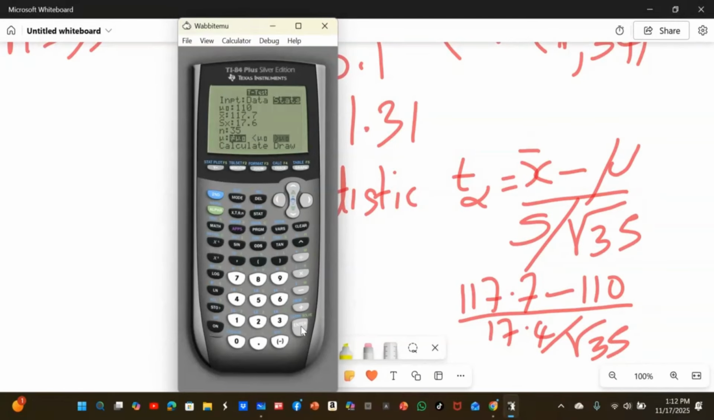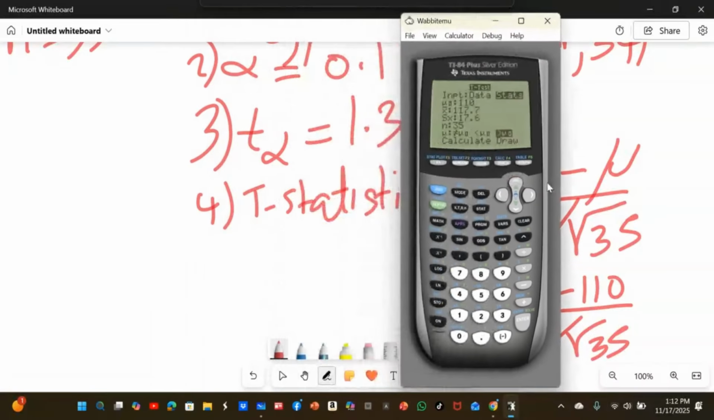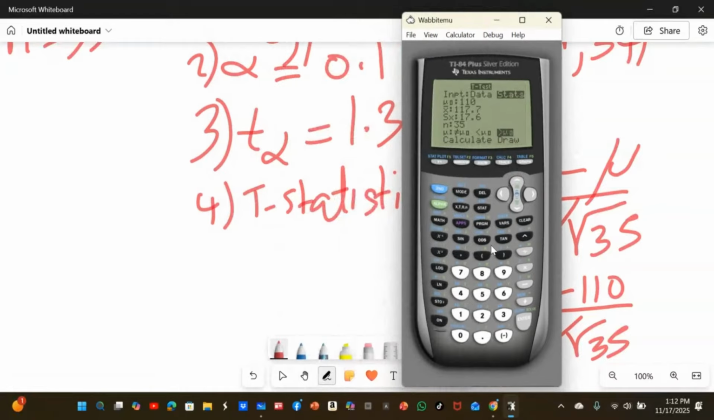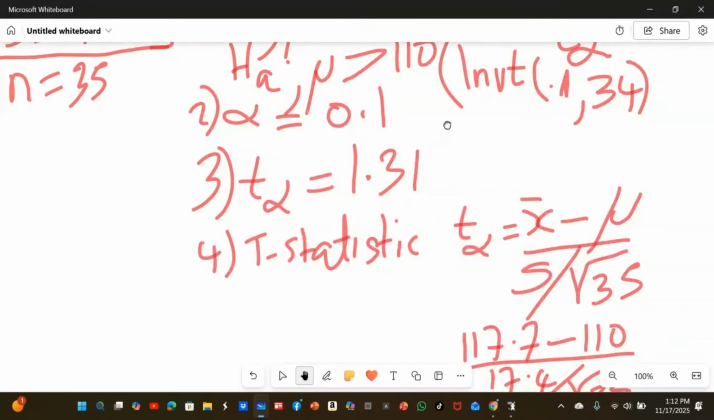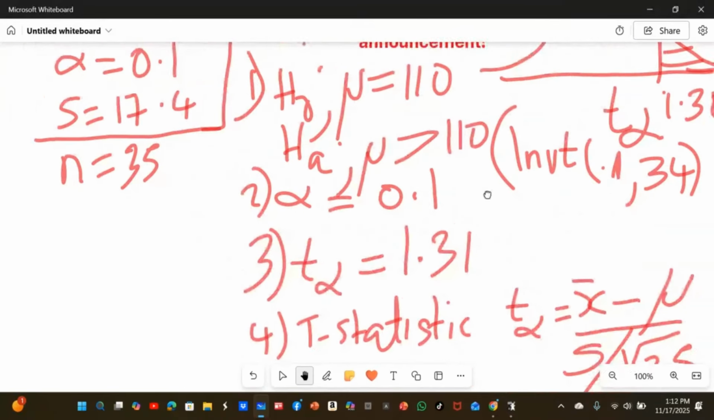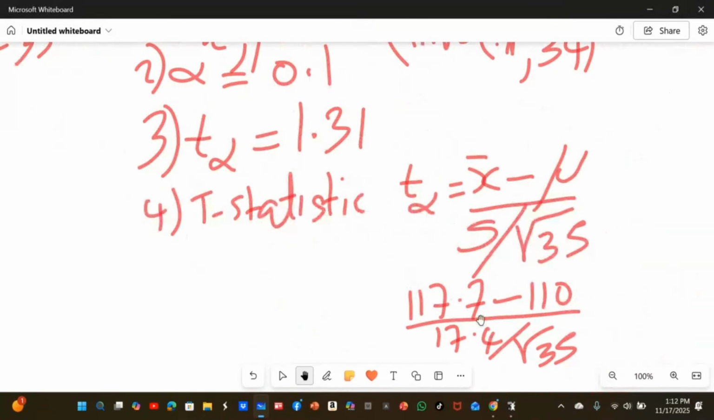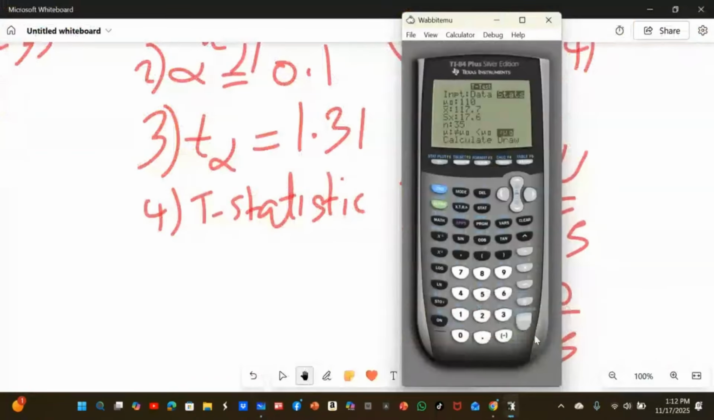All right, so I want to check that I put everything in very well. So I'm going to check back to see all the things that I am given. Okay, I put everything in. Before I calculate, I want to make sure. I don't like to calculate; I like to draw whenever I'm doing a hypothesis test. So I'm going to draw.